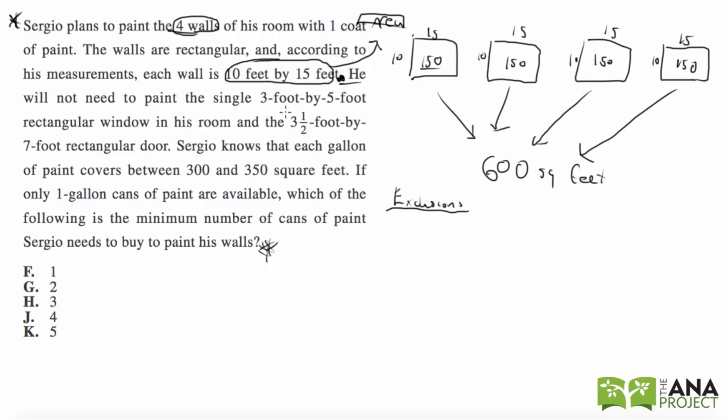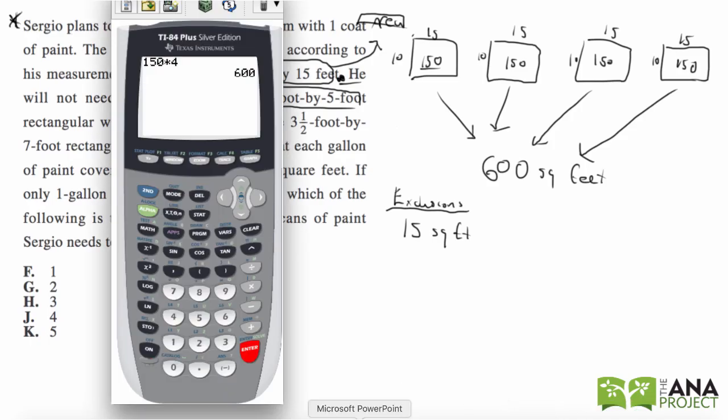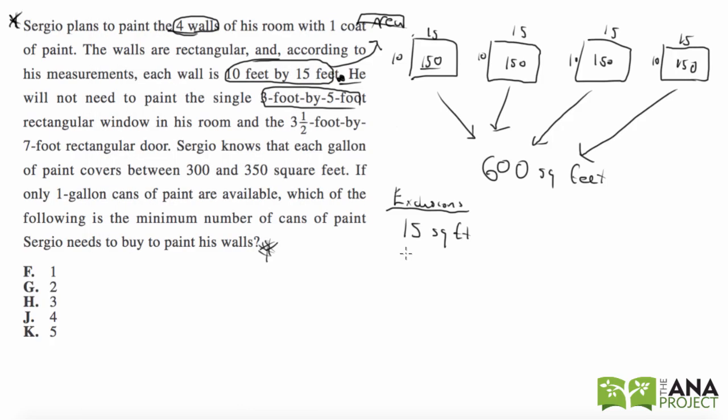So he won't need to paint the 3-foot by 5-foot window. What's the area of a 3-foot by 5-foot window? 3 times 5, so that's 15 square feet. And the 3.5 by 7-foot rectangular window. 3.5 times 7 is 24.5 square feet.